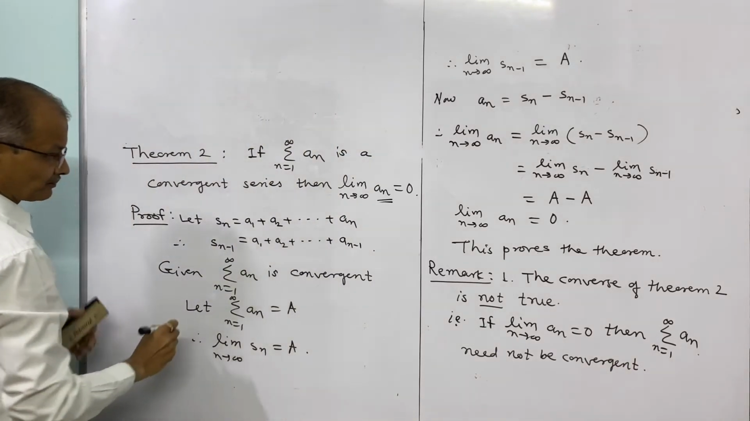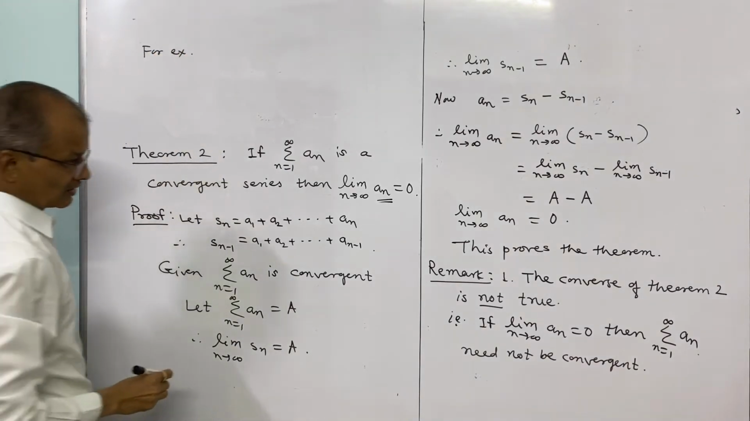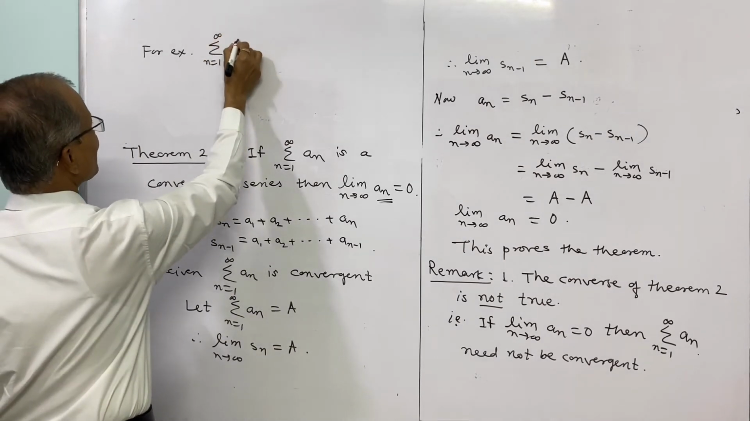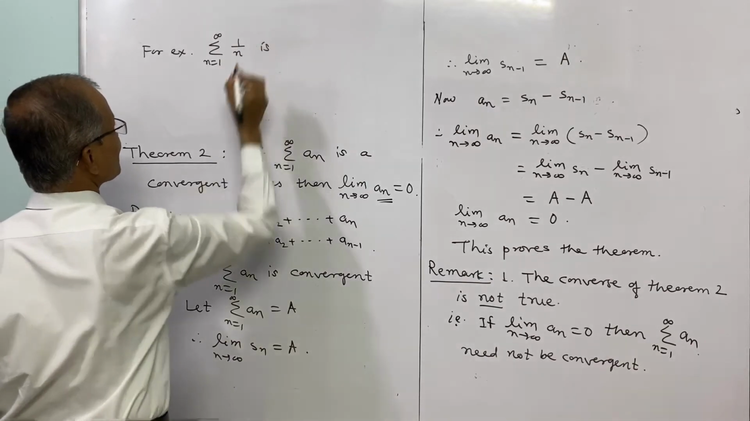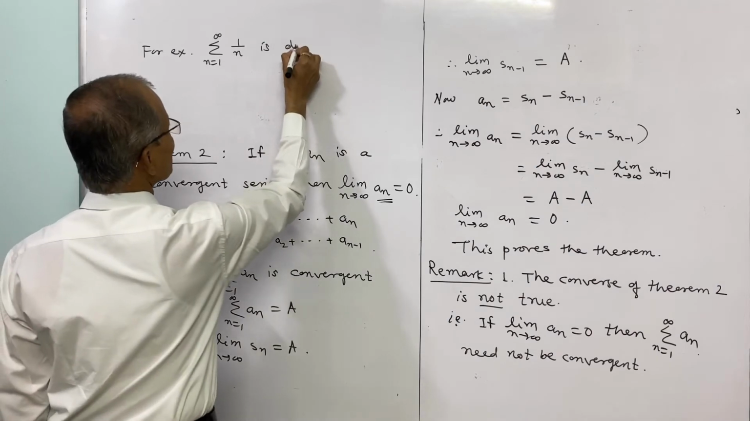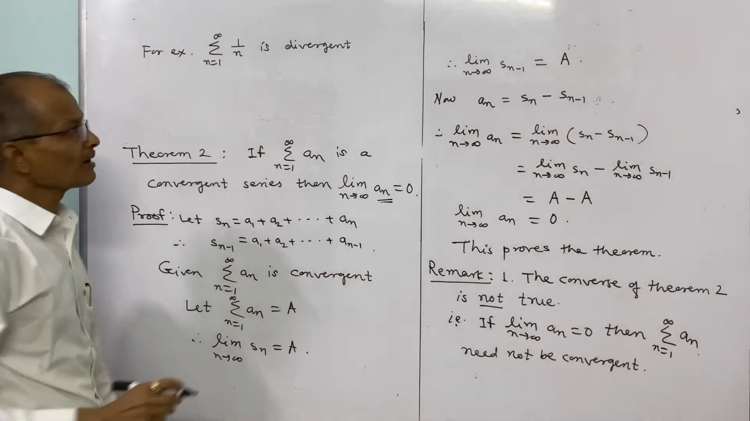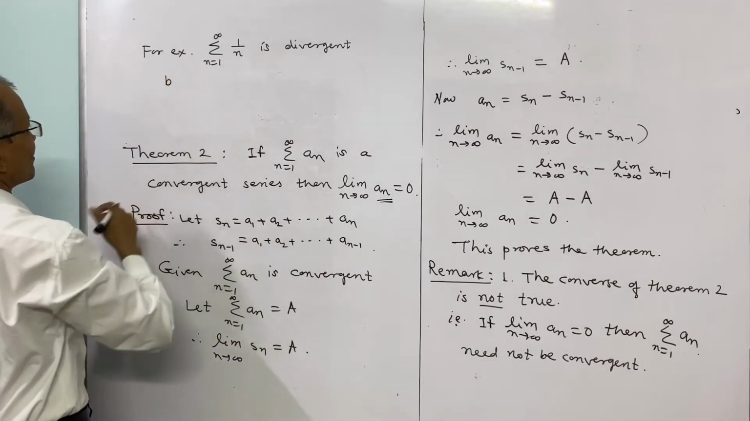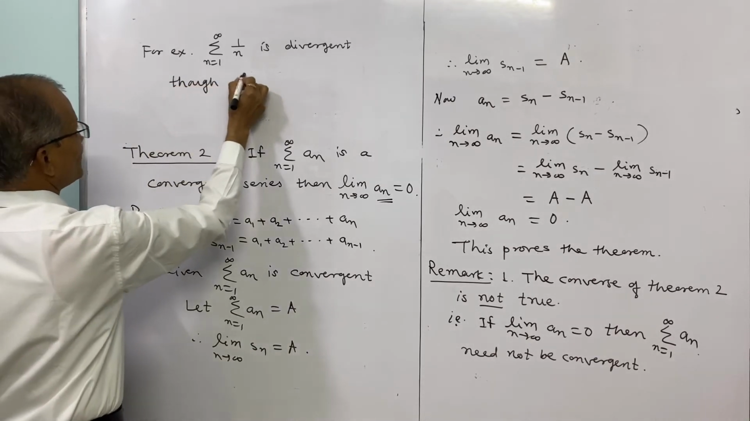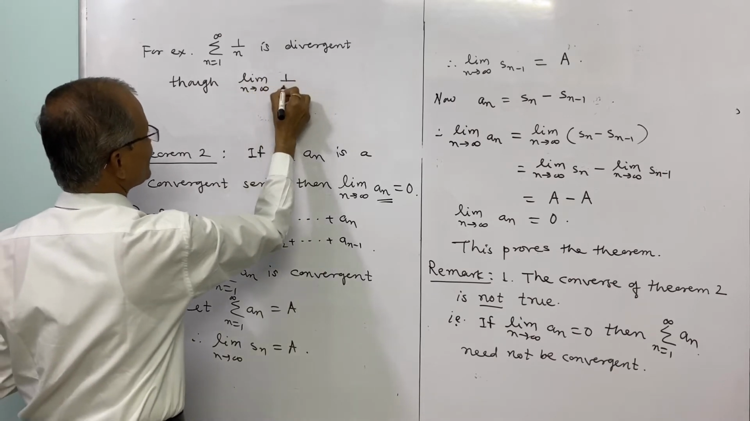For example, the series sigma n takes value 1 to infinity 1 by n. We shall prove this is divergent, though what is the limit of an, that is the limit of the nth term, which is 1 by n.